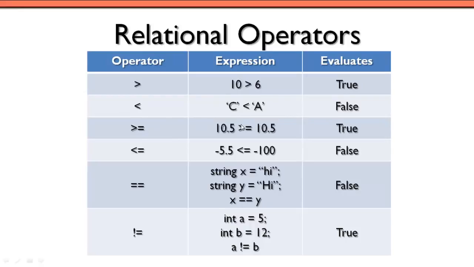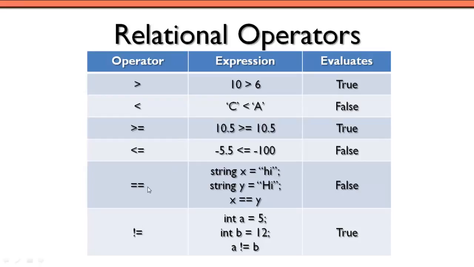Greater than or equal to. In this case we're comparing 10.5 to 10.5, and we know that those would be equivalent values, so it qualifies based off of this equals here. 10.5 is greater than or equal to 10.5, so that's true. Less than or equal to: is negative 5.5 less than or equal to negative 100? The answer there is false, because negative 100 would be less than negative 5.5. So that turns out to be false.